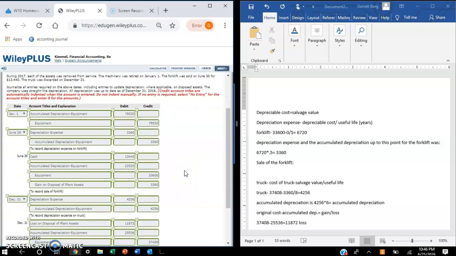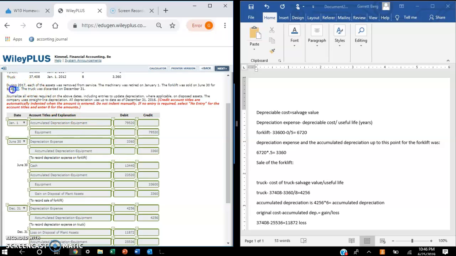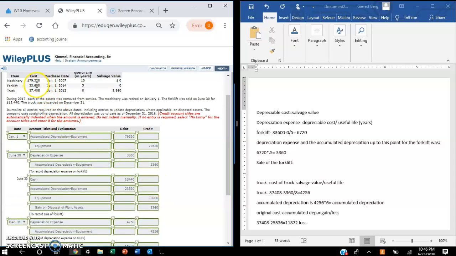But now we're selling that same forklift. So we're going to debit cash for however much we sold it for, which says right here $13,440. And then we credit the equipment for however much we bought it for. We bought the forklift for $33,600. Again, we have to find the accumulated depreciation. It was bought in 2014, and it's 2017, so that's 3 years, but it was sold June 30th, so that's 6 more months. So it's 3.5 years.